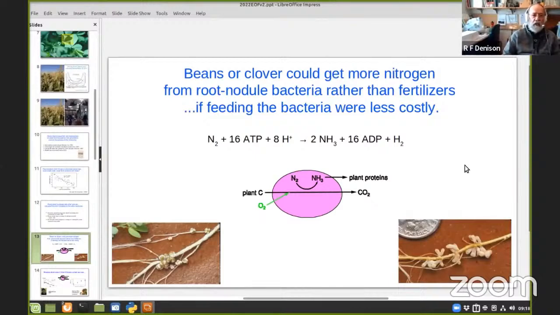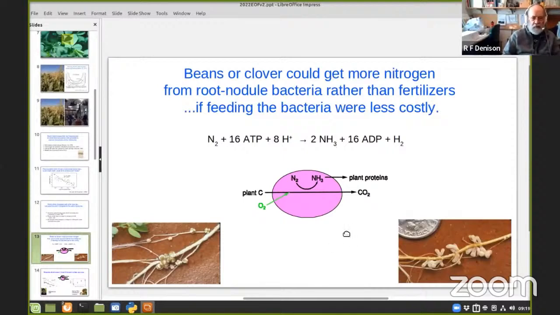So I'm arguing that crops like beans or clover or alfalfa could get even more nitrogen from root nodule bacteria if it weren't so expensive to the plants to feed those bacteria. I mean, the bacteria are inside these root nodules, and so all of their energy has to come from the plant. And the reaction nitrogen gas here, these are the energy resources that the plant provides in order to get ammonia, and then there's hydrogen produced as a byproduct.